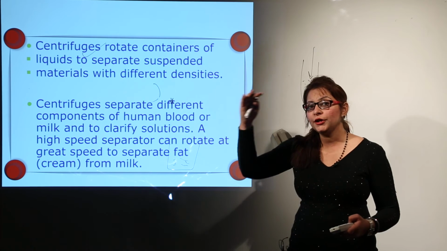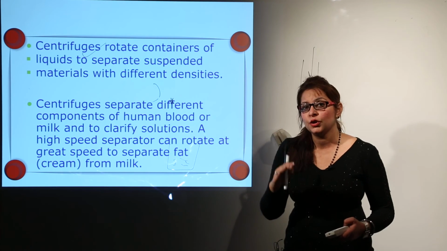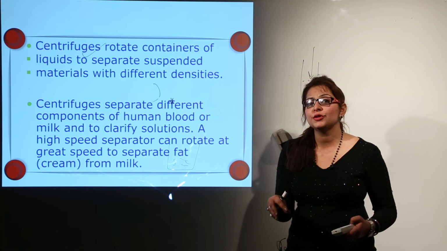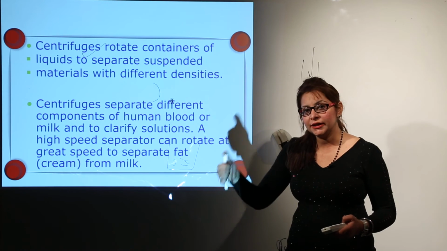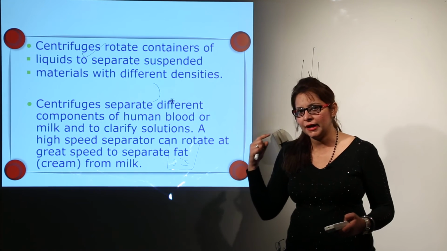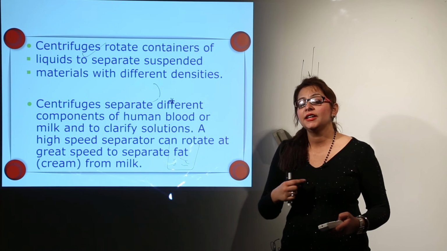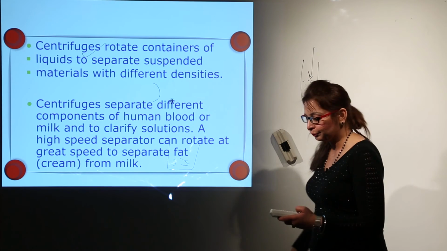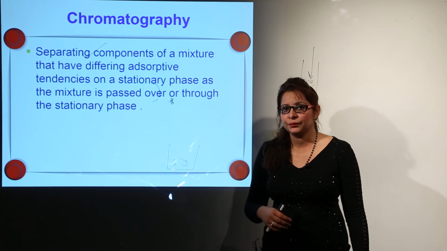The lighter one forms the upper layer, and the heavier one settles down. So we add the solution into the test tube, put it in the centrifugation machine, close the lid, and switch on the machine. It rotates at very high speed, and the liquids form different layers according to their densities. This is how we use the method of centrifugation.